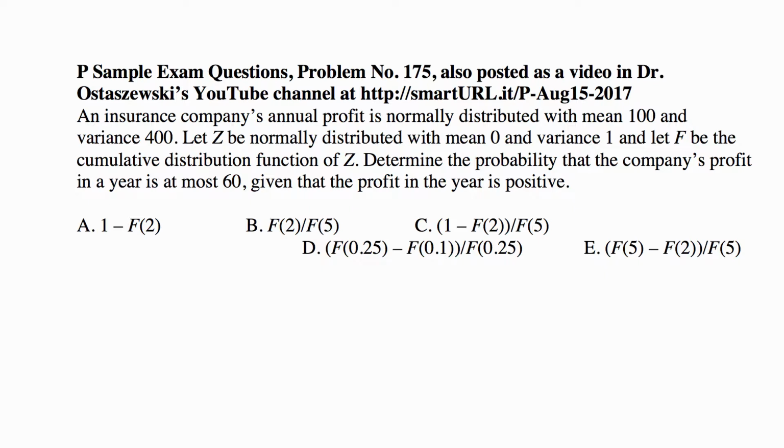Here's the problem. An insurance company's annual profit is normally distributed with mean 100 and variance 400. Let Z be normally distributed with mean 0 and variance 1, and let F be the cumulative distribution function of Z. Z is, of course, standard normal, and F is its CDF. Determine the probability that the company's profit in a year is at most 60, given that the profit in the year is positive. And you have 5 answer choices, and they are given in terms of the cumulative distribution function of the standard normal distribution.